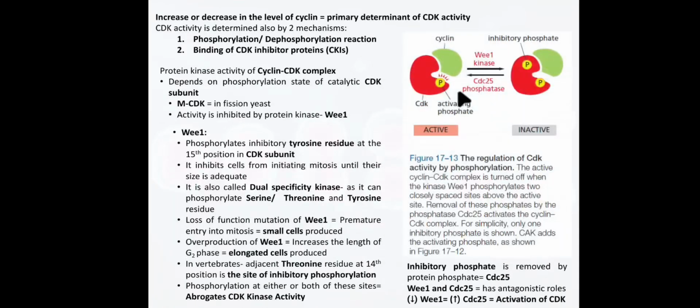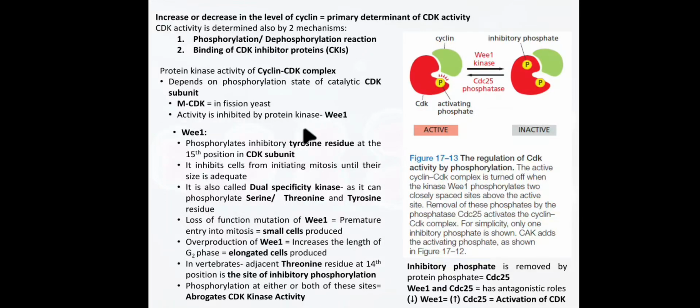We also discussed that the increase or decrease in the level of cyclin will determine the CDK activity. The CDK activity is determined by two mechanisms: phosphorylation or dephosphorylation reactions, and binding of CDK inhibitor protein, that is CKI. One, that is protein kinase activity. The protein kinase activity of the cyclin CDK depends on the phosphorylation state of the catalytic CDK subunit. In fission yeast, the M-CDK activity is inhibited by a protein kinase known as V1. Kinase means it phosphorylates a particular residue.